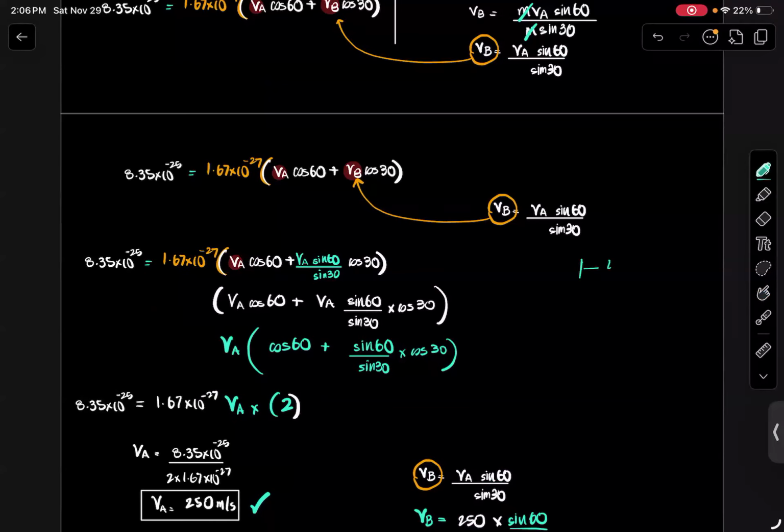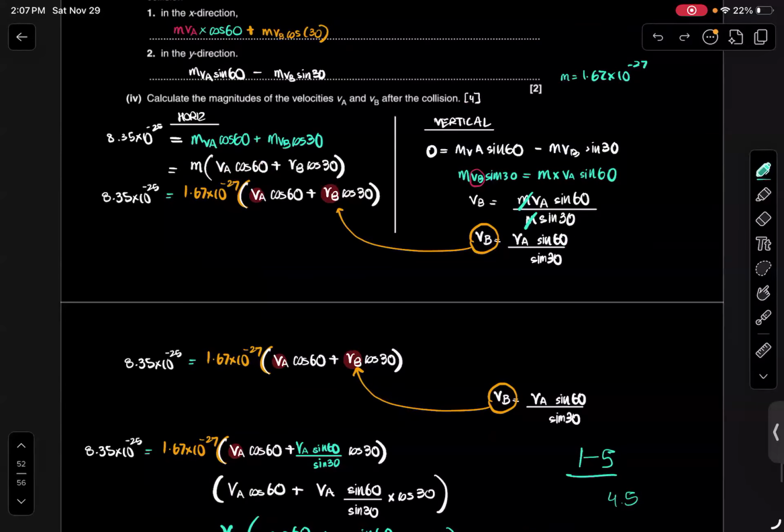On a scale of 1 to 5, this was, I would say, 4.5, right? On a scale of difficulty. Okay, why? Because you had to connect a lot of concepts together, right? You had to connect vectors, you had to connect substitution.